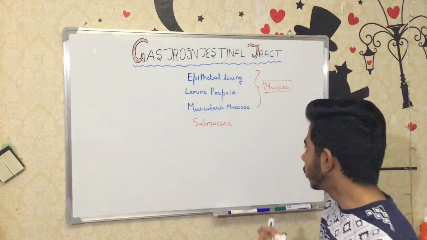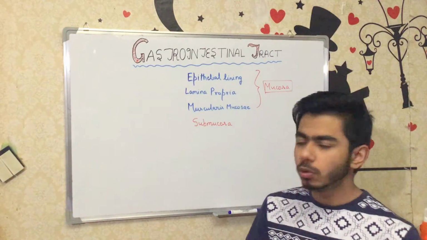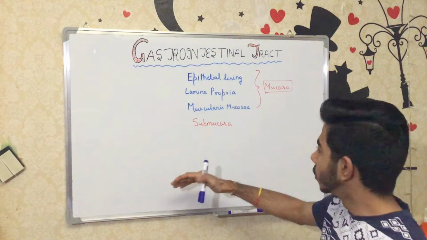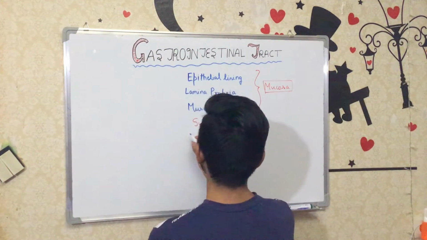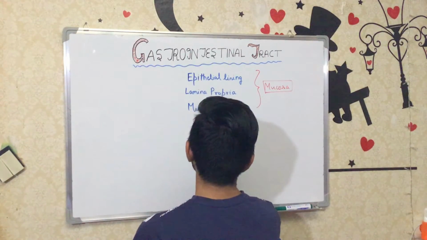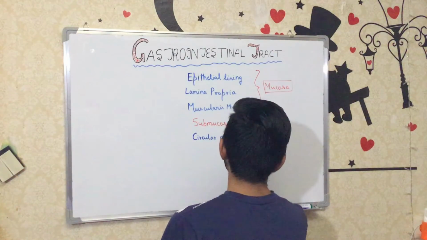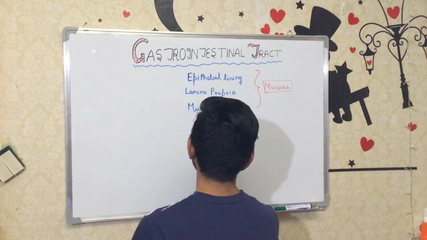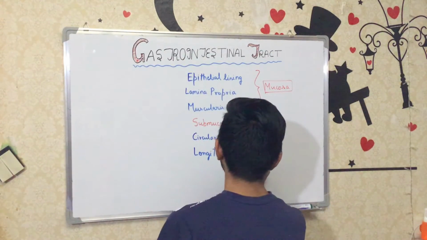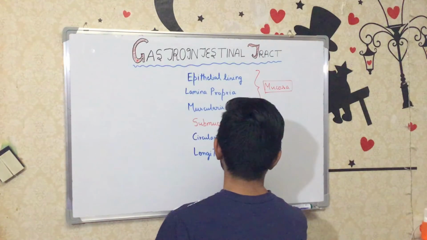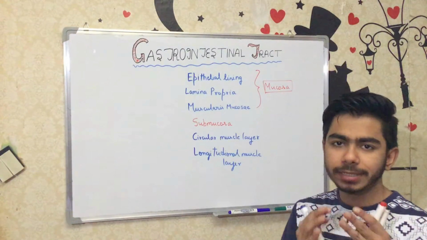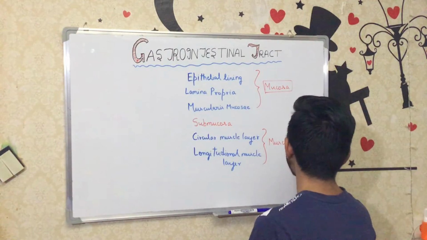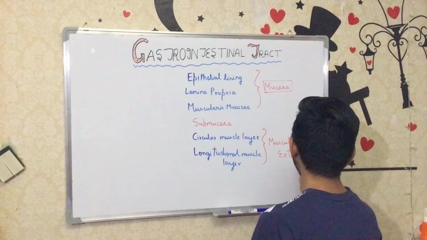Under the submucosa, we have the muscularis externa, which comprises two more layers. This is our inner side, and I'm coming towards the outer side of the GIT. On the inner side of the muscularis externa, there is the circular muscle layer. Under it, we have the longitudinal muscle layer. These two layers form the muscularis externa.